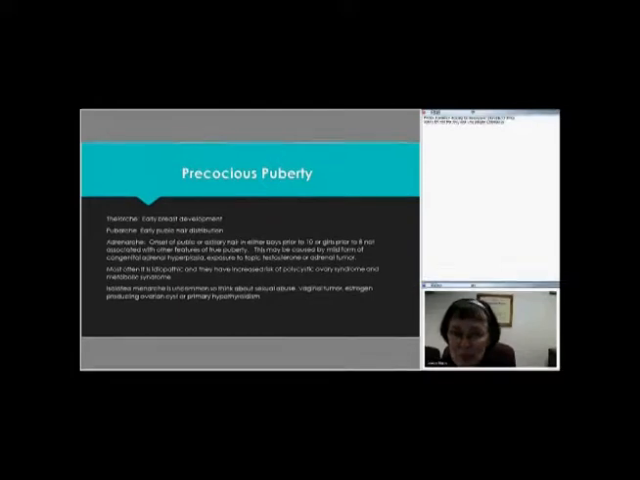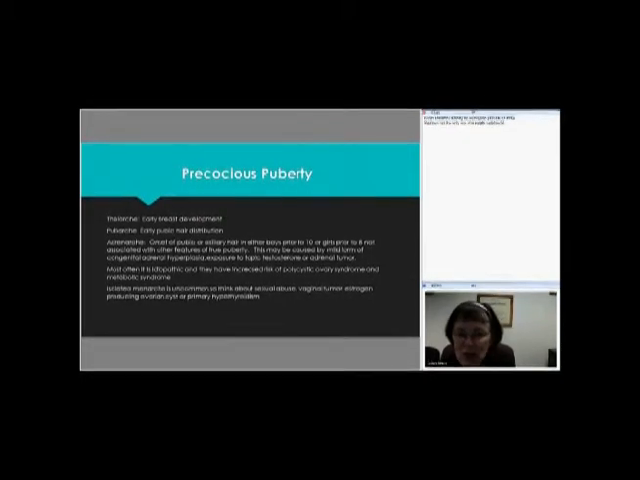Adrenarche is onset of pubic and/or axillary hair in boys prior to 10 or girls prior to 8. It's not associated with other features of true puberty. This may be caused by a mild form of adrenal hyperplasia, exposure to topical testosterone, or an adrenal tumor. Most often it's idiopathic, but they have an increased risk of polycystic ovary syndrome or metabolic syndrome.